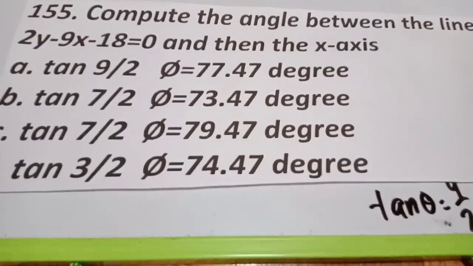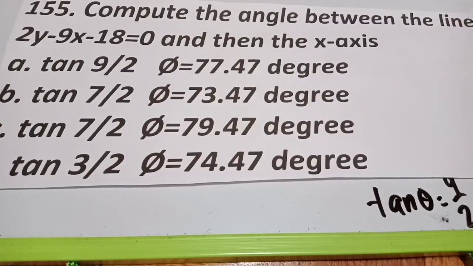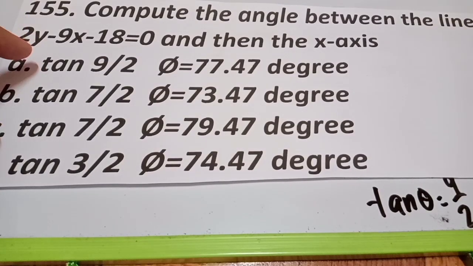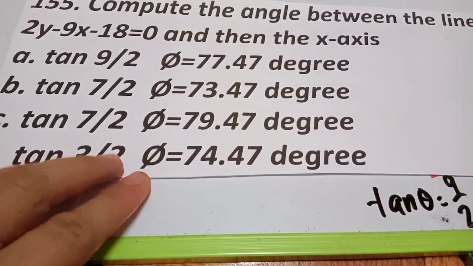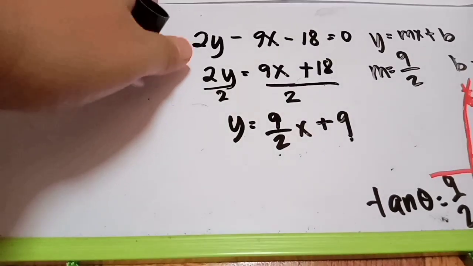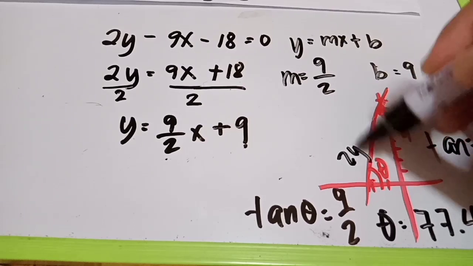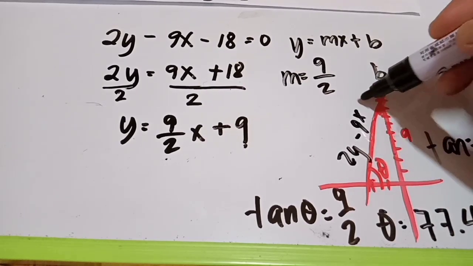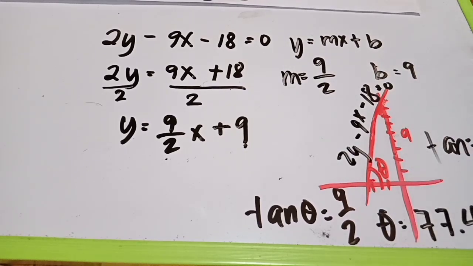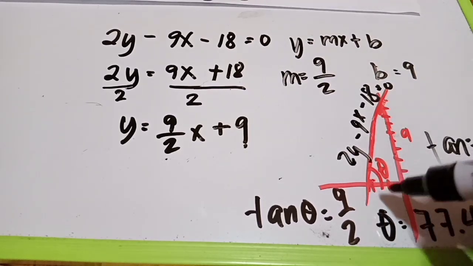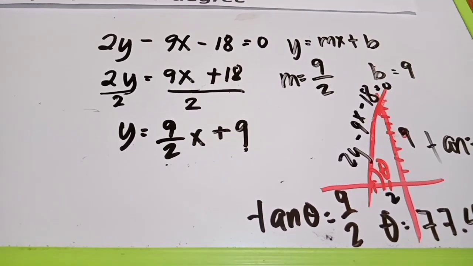So, this is the given. Compute the angle between the lines. 9y minus 9x is equal to 0. So, the answer is letter A, 9 over 2, 77.47 degrees. So, this is our 2y minus 9x minus 18 is equal to 0. So, this is our line. And this is the 2 and 9.